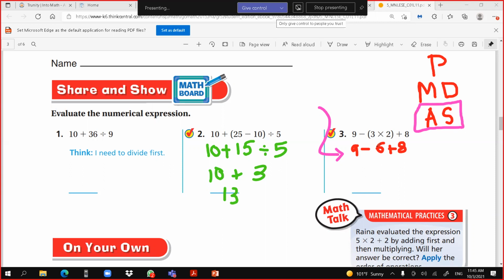So 9 minus 6 is what? First, 9 minus 6 equals 3. Plus 8 equals 11. Bravo. So the answer here is 11. Okay, Hamada, be careful here. There's no equal sign because this is an expression. So just write the numbers under each other without an equal sign.